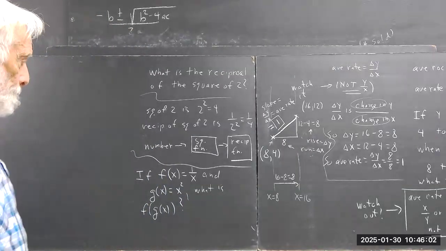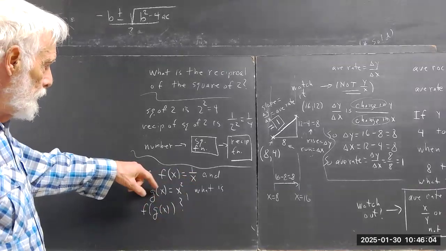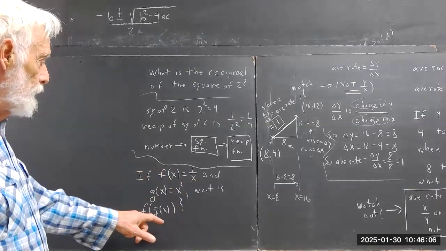I'm going to build a symbols. f of x equals 1 over x and g of x equals x squared. What is f of g of x?